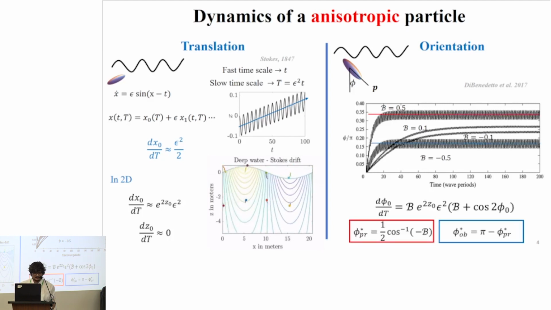By using the multiple scale analysis, we can find the rate of change of the wave-averaged orientation, and from this equation we can find two fixed points, phi PR and phi OB, and these fixed points are able to capture this preferential alignment. For a prolate particle, phi PR is a stable fixed point and phi OB is an unstable fixed point. But for an oblate particle, phi OB is a stable fixed point and is able to capture the preferential alignment when capital B is negative.